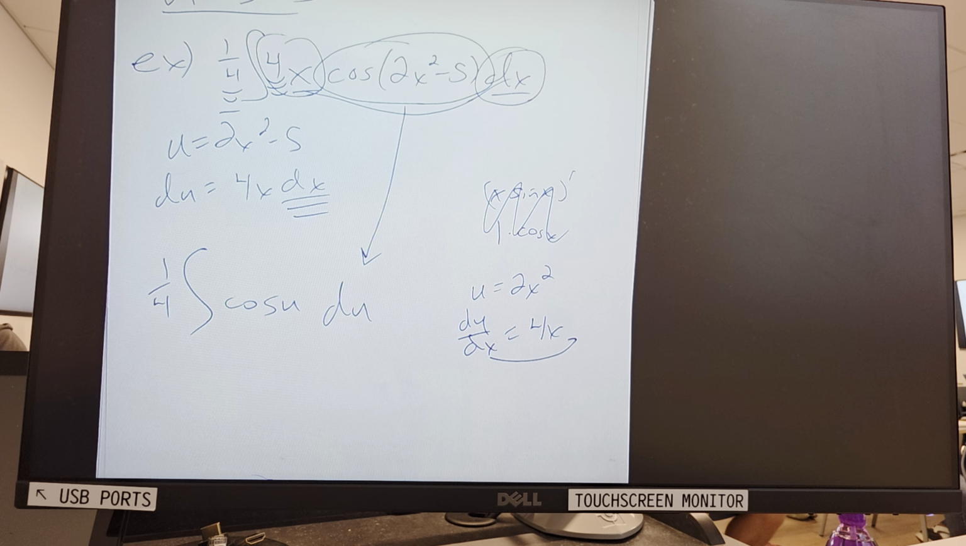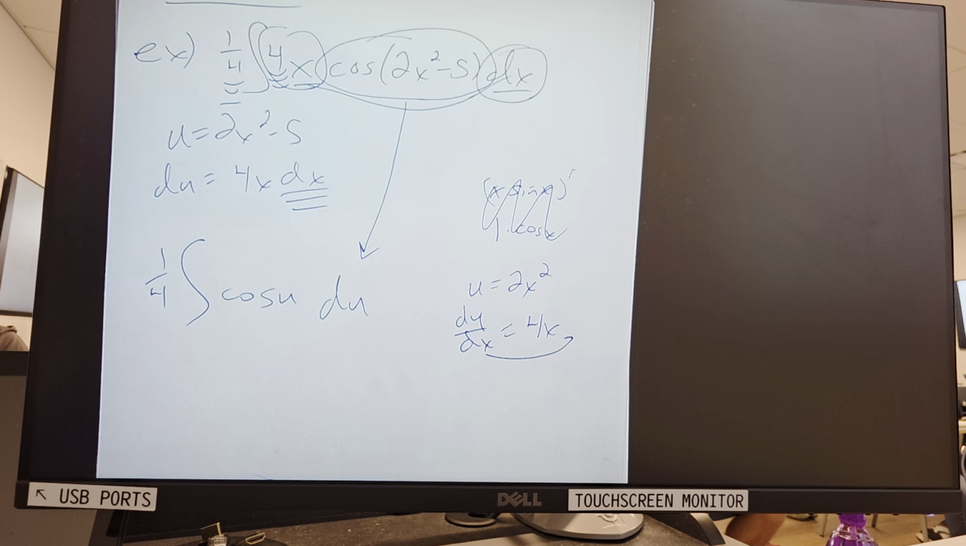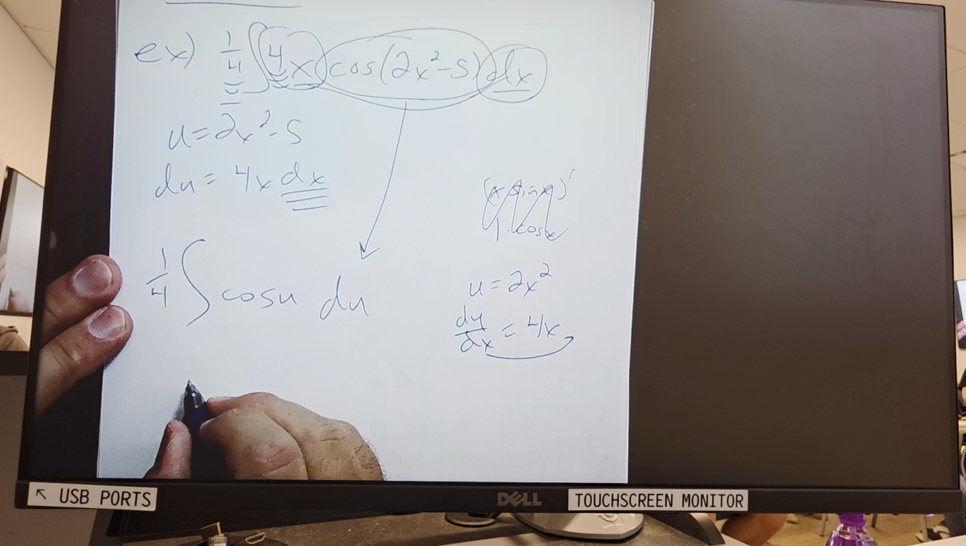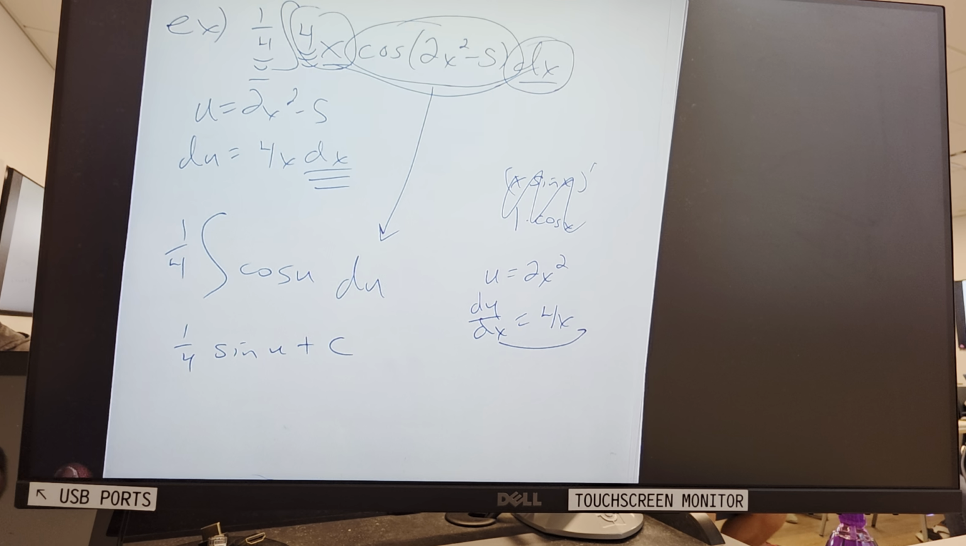What is the integral of cosine? Sine. Thank you. I can hear it. It's like learning how to drive stick and so you're going the wrong direction. So this would be 1/4 sine u plus c. If you circle that, you lose points. Why?